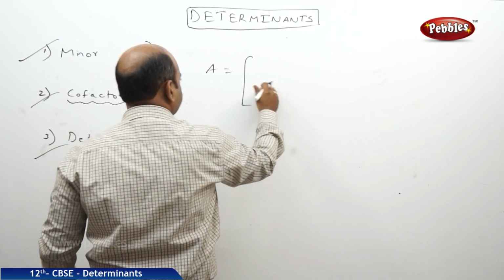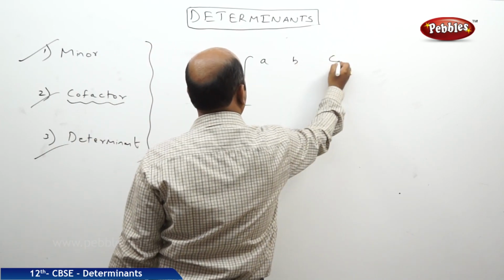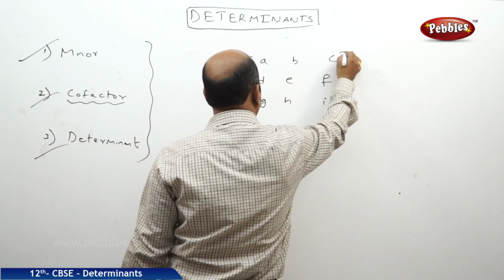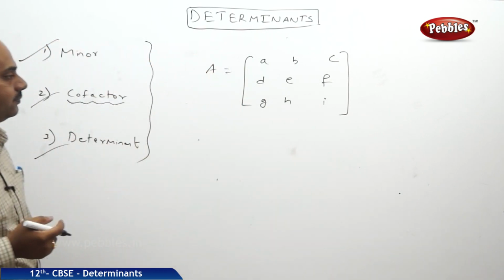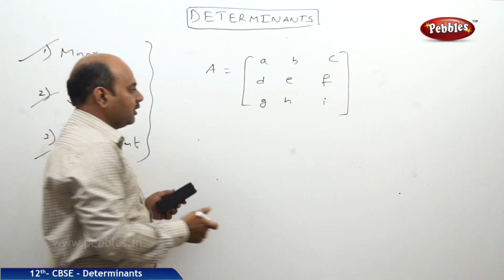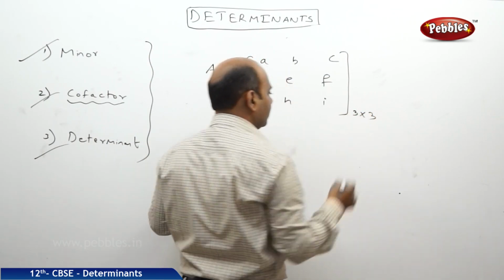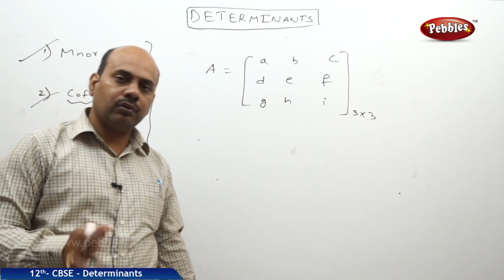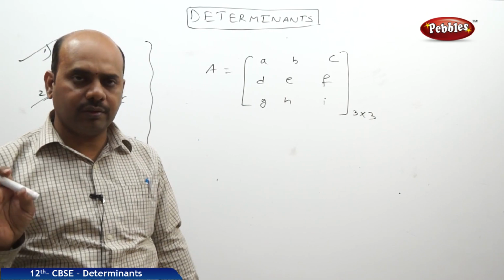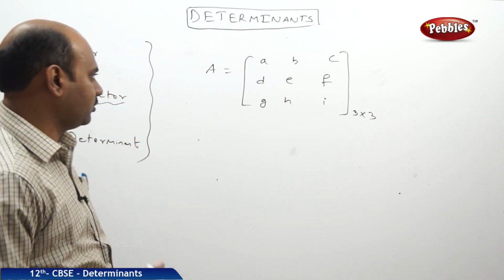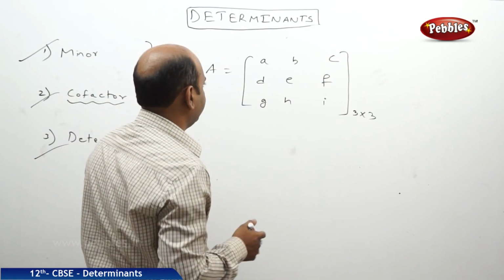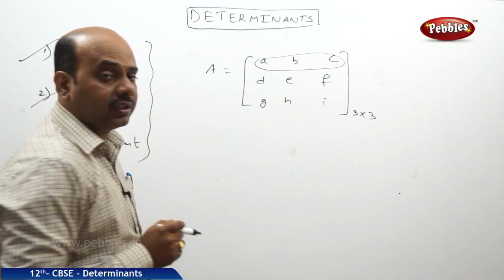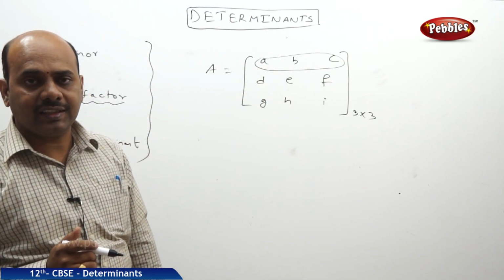Capital A is equal to, again, A, B, C, D, E, F, G, H, I. Now I want to find the determinant of this particular 3 by 3 matrix. As I am going to find the determinant of a 3 by 3 matrix, we need to choose a row or column of our choice, any row or any column. For my convenience, I always try to take the first row, and with respect to this first row I will evaluate the determinant.